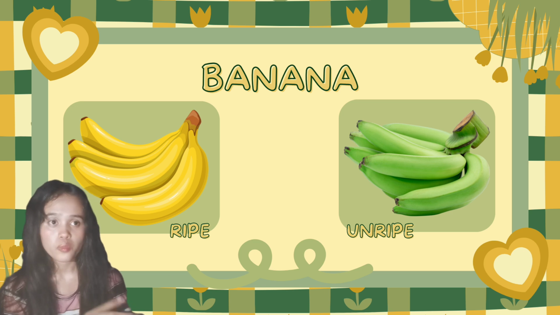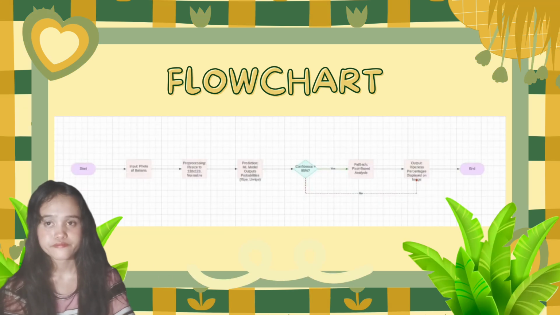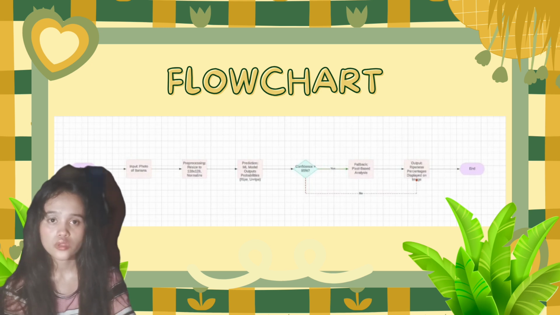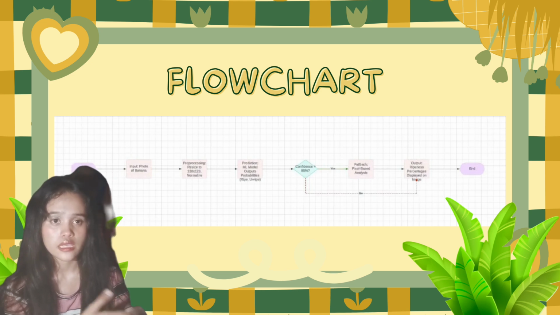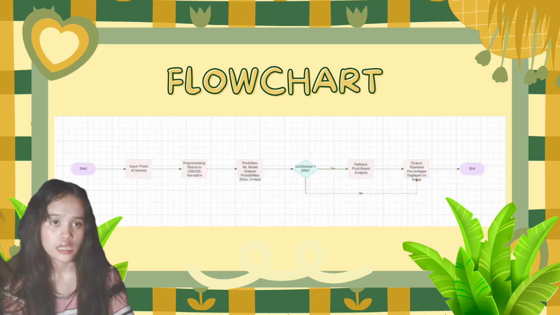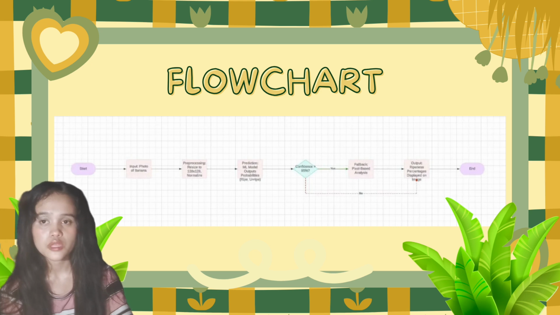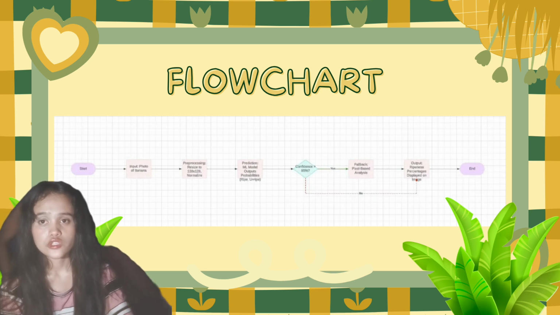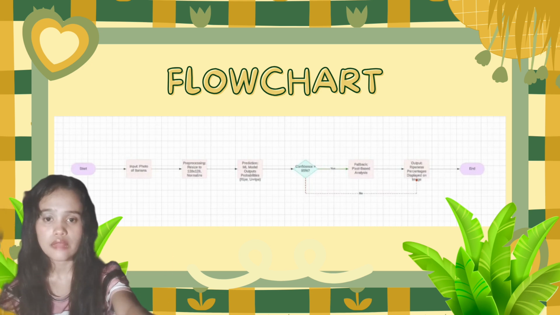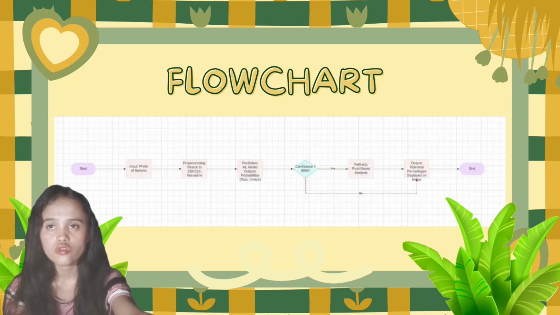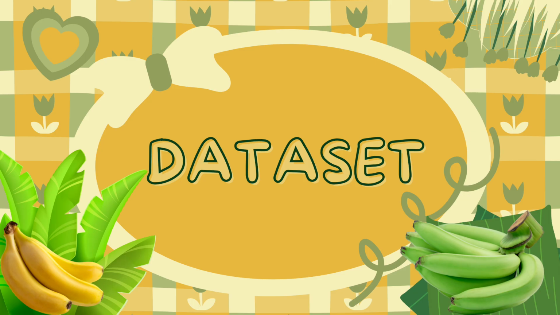The model outputs a probability for each class. If the model is overly confident, for example, saying the banana is 100% ripe when it clearly isn't, the system uses a pixel-based analysis. This examines the image colors to estimate the ripeness level. The final result is a percentage breakdown of ripeness and unripeness displayed on the image itself.